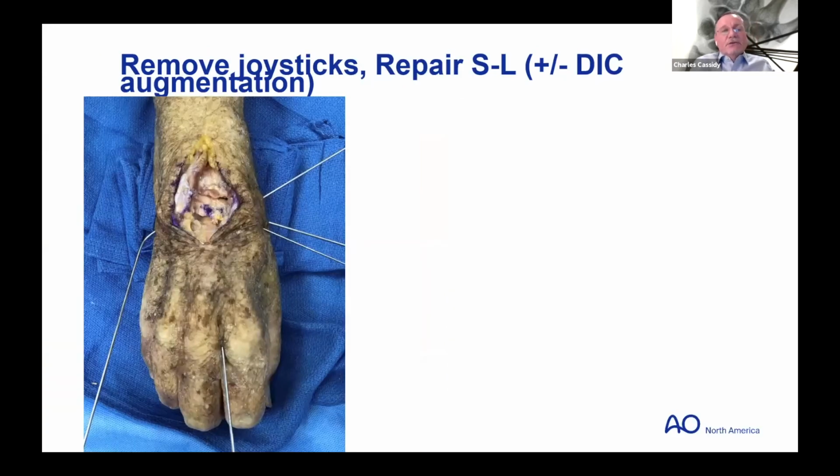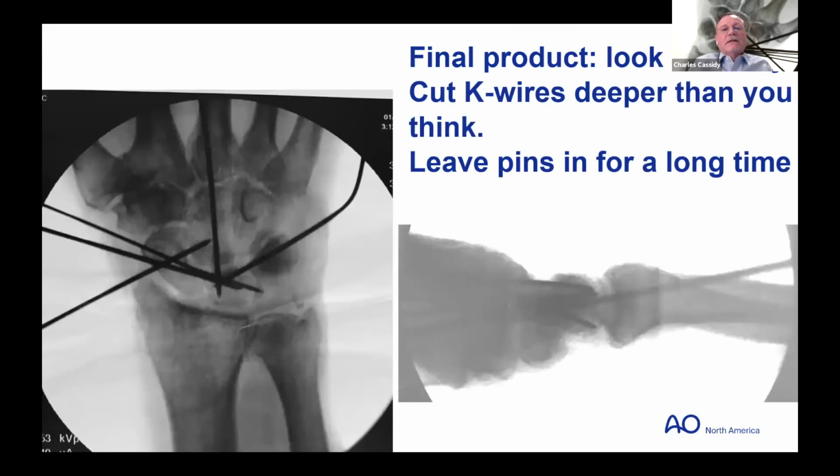Okay, then remove the joysticks and repair using the pre-placed anchors. You can use the dorsal intercarpal ligament if it's not ruptured to augment the dorsal scapholunate ligament fibers. So I don't go volar, just dorsal there. Final product, look critically, make sure everything lines up.